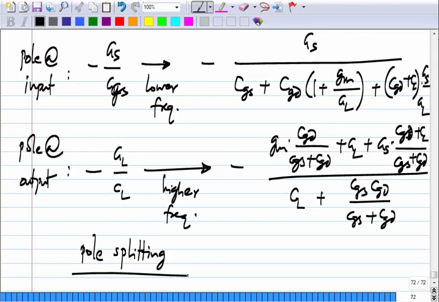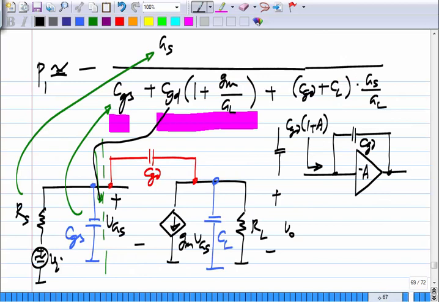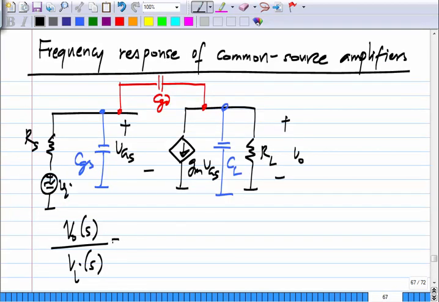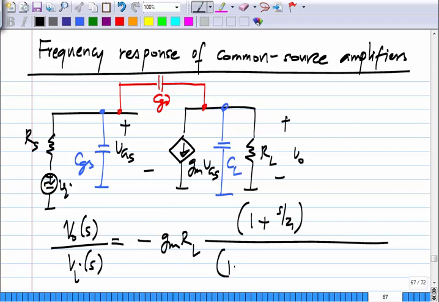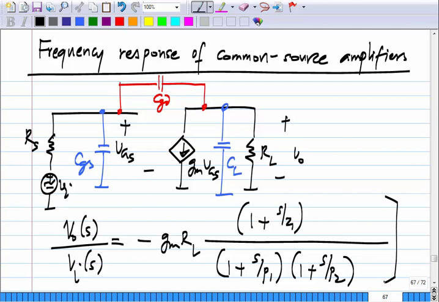Any questions about any of this? So with CGD we had something, okay, we had basically minus GMRL, it can always be represented like this, right, where P1 and P2 we can find, but now we found them approximately, okay. So please sketch the magnitude and phase response of this, okay, assume some values of P1 and P2, then do that.